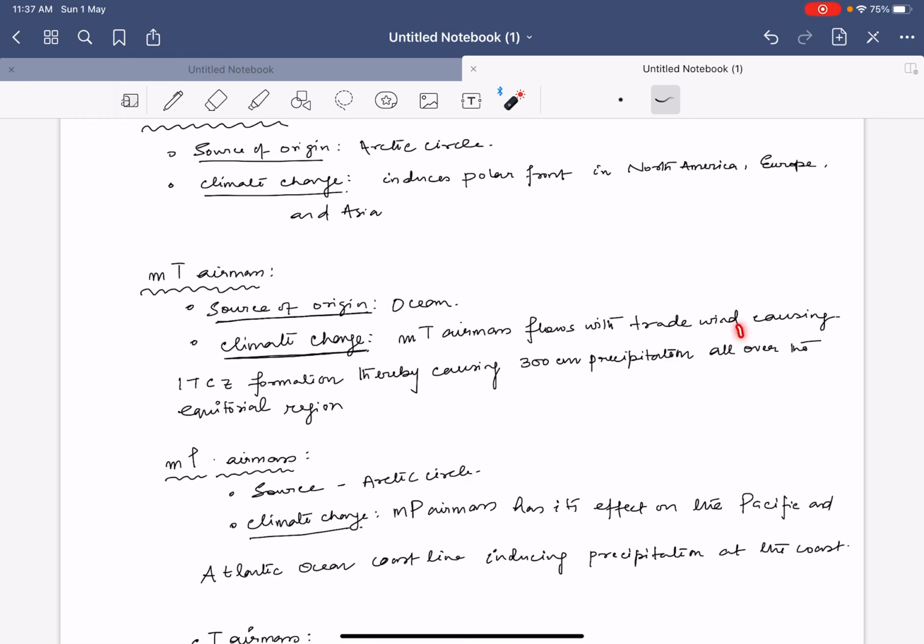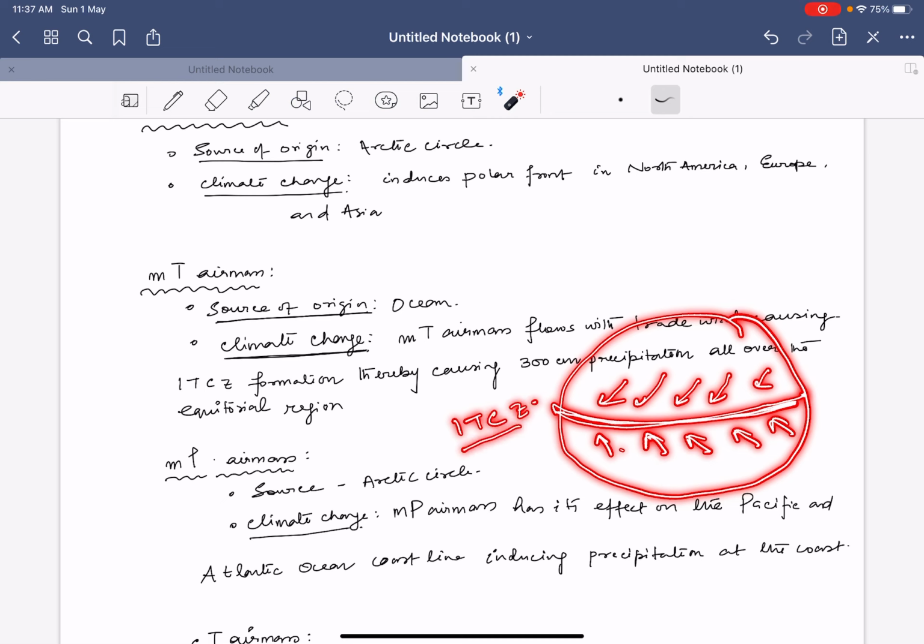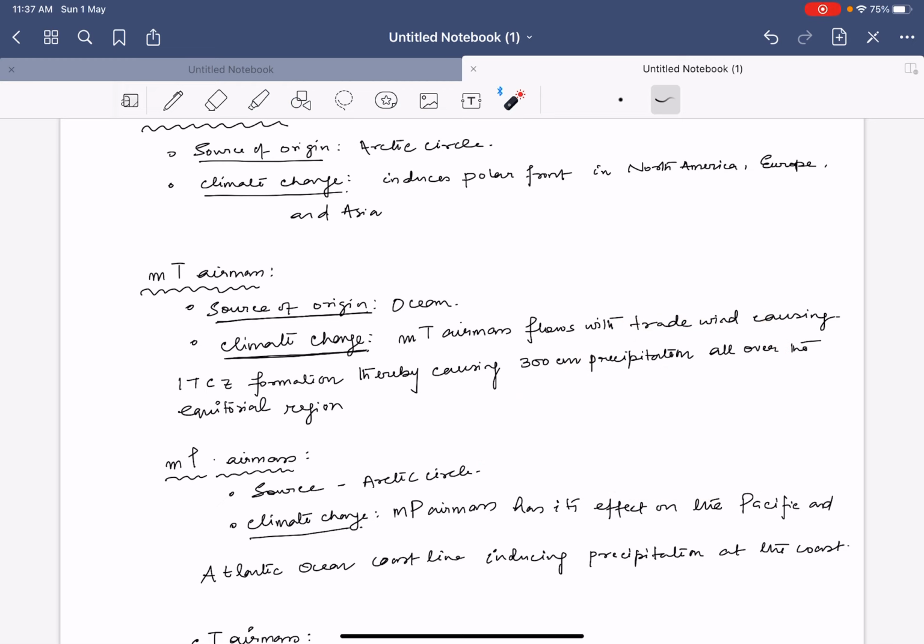Let us understand this. This is your globe, this is your equator. So the maritime tropical air masses are basically derived from the ocean, right? Ocean being the major source. And when they meet at the equatorial region, what will they do? They actually lead to the formation of the ITCZ, and which results in the formation of what? None other than your polar front.